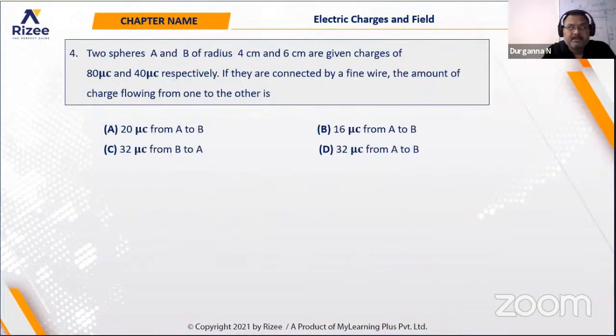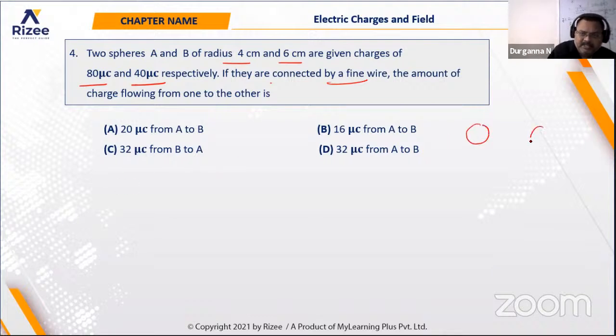Two spheres A and B of radiuses he has given here. Fine, in this question, given a charge of 80 microcoulombs, 40 microcoulombs separately, if they are connected by a fine wire, find the amount of the charge. If two spheres are there and when you start connecting them with a wire, charge starts flowing from the one to the other until they attain the common potential V.